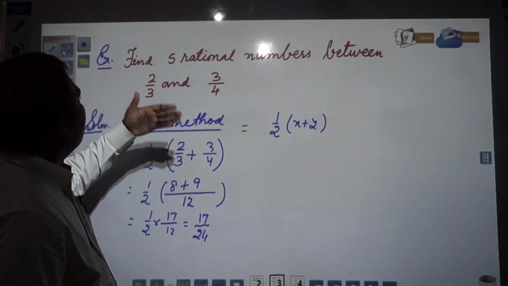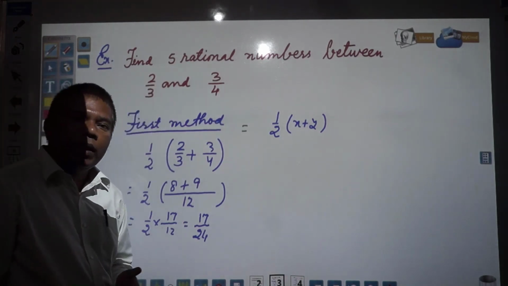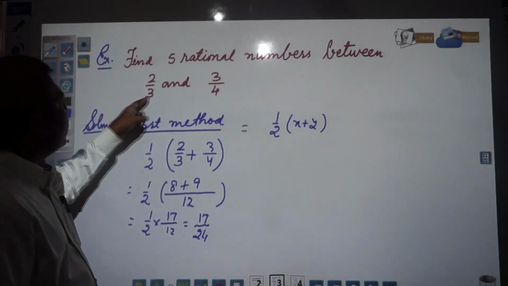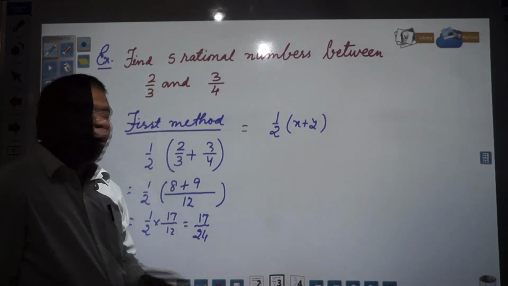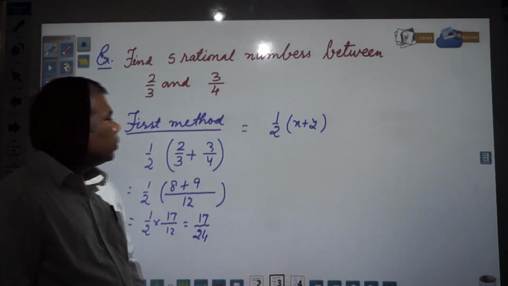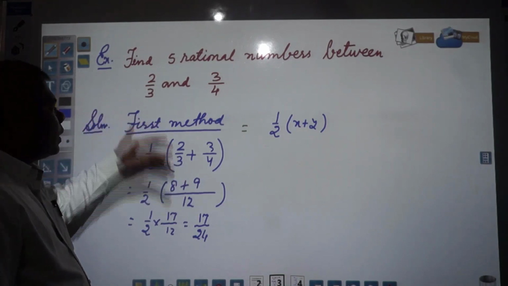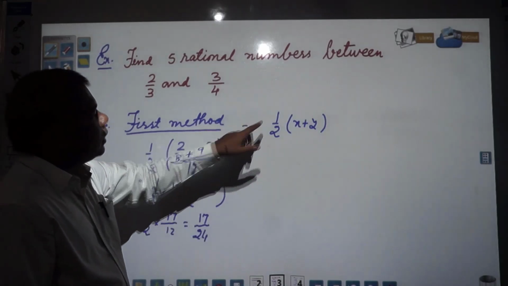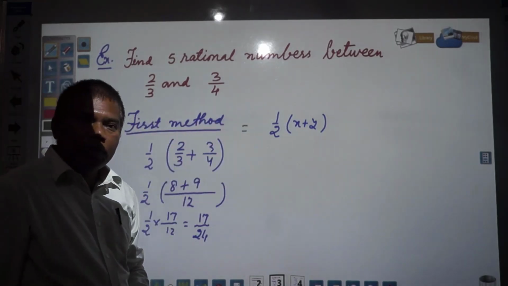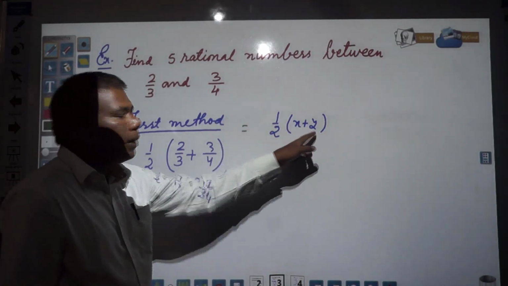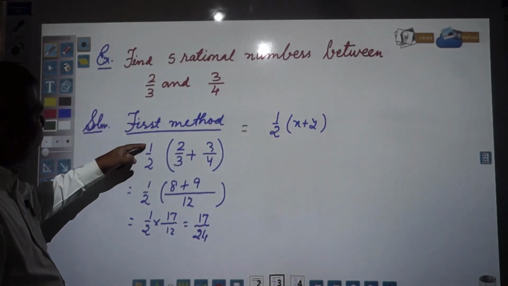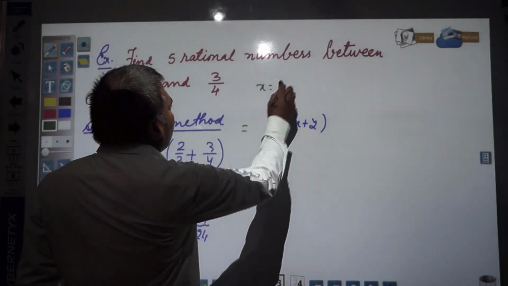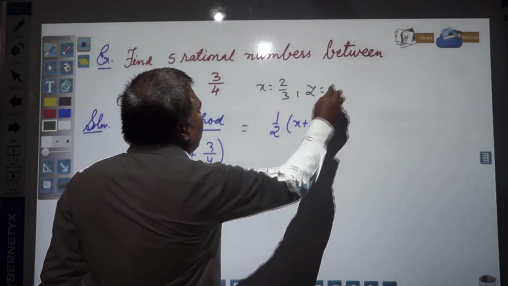Here I have written one example so that you will be able to understand easily. Find 5 rational numbers between 2 by 3 and 3 by 4. You might already have this question in your book also. If we apply the first method, how will we move? The formula, if you need to find the number in between, is one by two, x plus y. Here suppose x is equal to 2 by 3 and y is equal to 3 by 4.